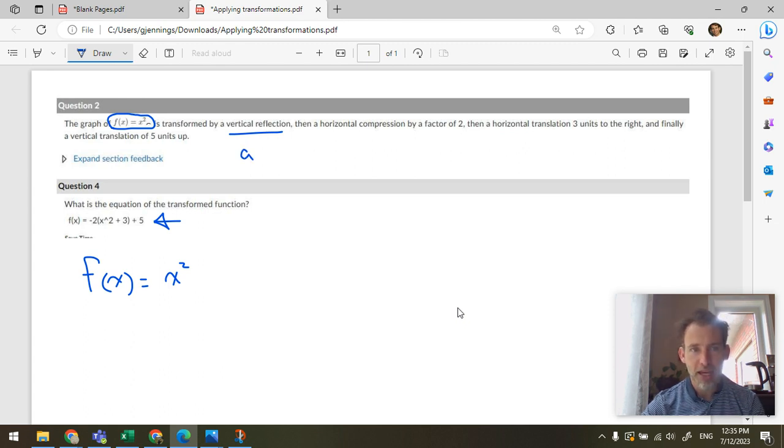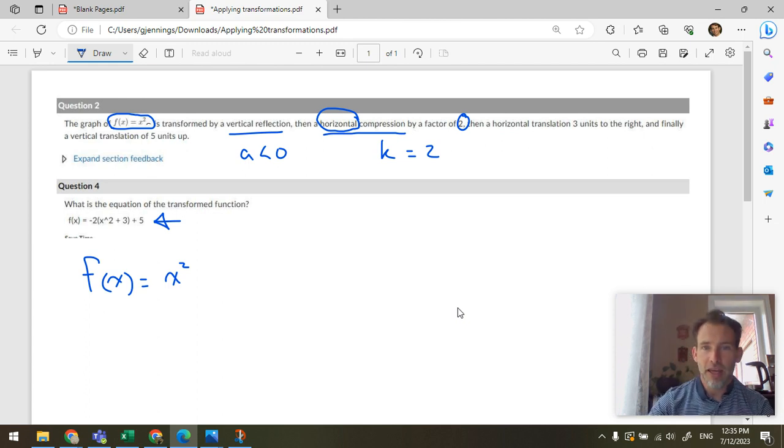Anyhow, let's continue. There's a vertical reflection, so I know a is less than 0. That's how you get a vertical reflection. If I want this to do that, I have a is less than 0, like a negative number. Then a horizontal compression by a factor of 2. That means k is equal to 2. Okay, k, not a, k.